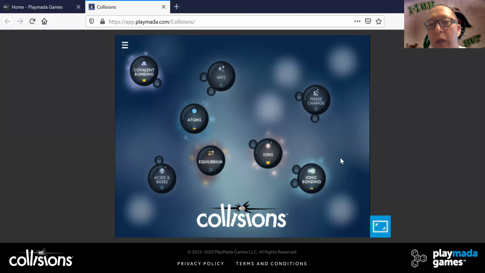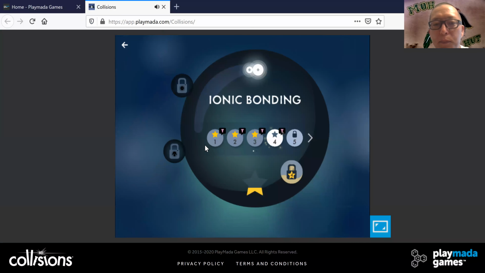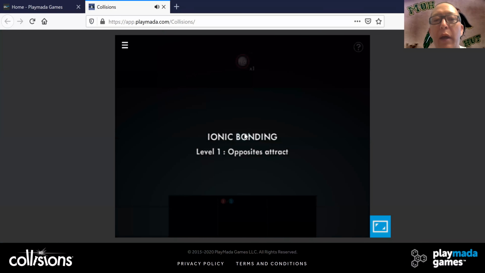And this opening page pops up. Now, the two icons that we care about are the covalent bonding game in the upper left-hand corner and the ionic bonding game in the bottom right-hand corner. These are games, so click on either one of those, and it will have instructions starting at number 1.